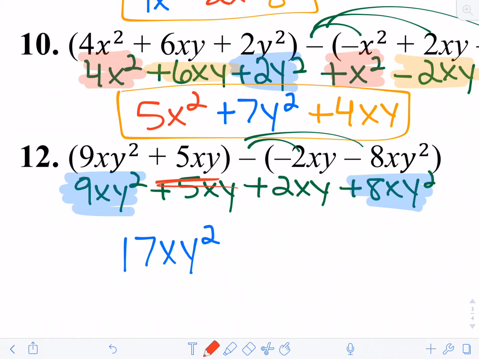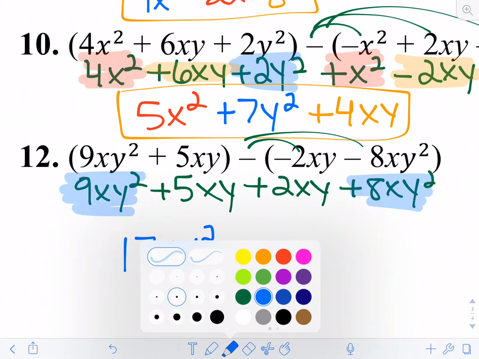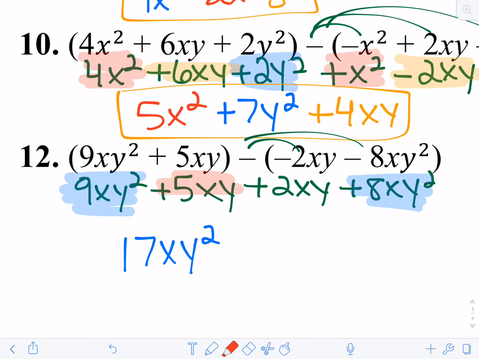And then I have 5xy here and a 2xy here. So 5 plus 2, I have 7 of those things that we call xy's.